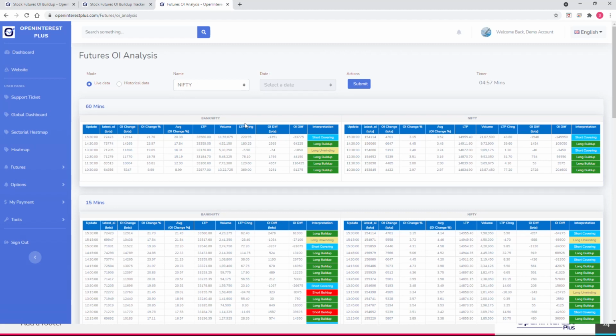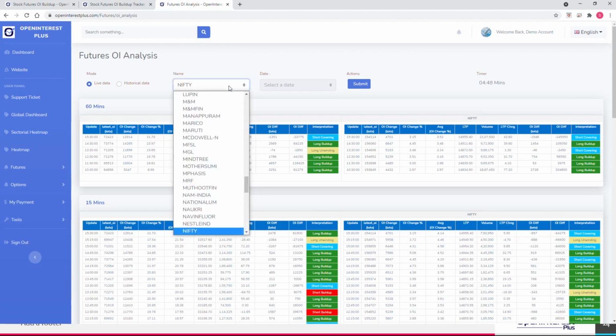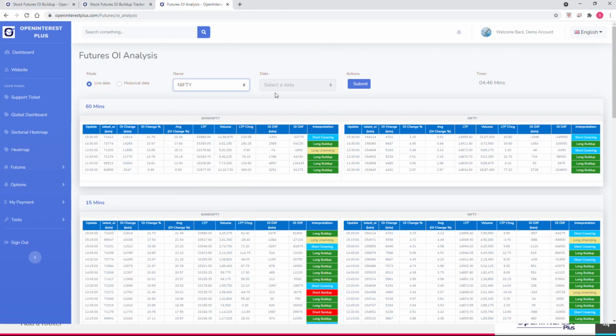So at any point of time we will have a quick comparison of both the indices, bank nifty and nifty, and if you want to choose some other stock, you can choose the stock from the drop down, and the data for that would be displayed.